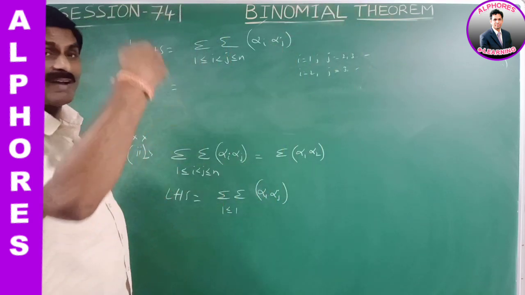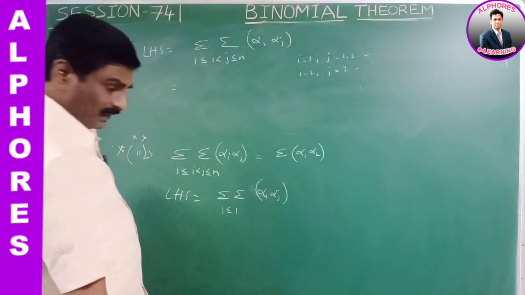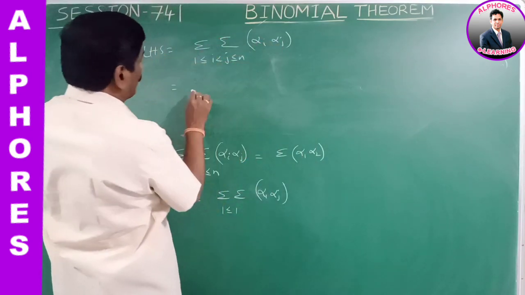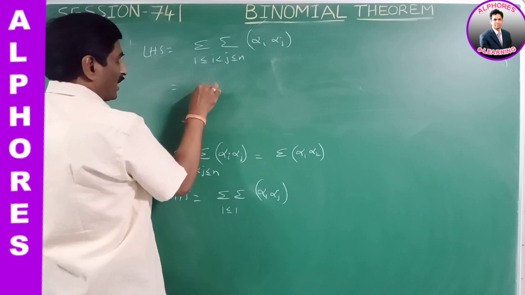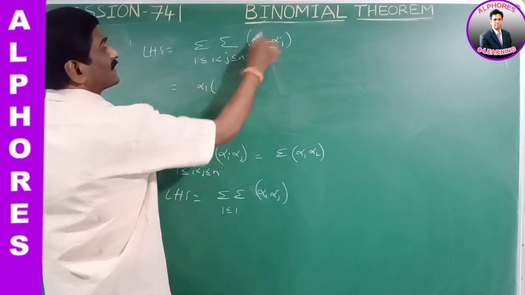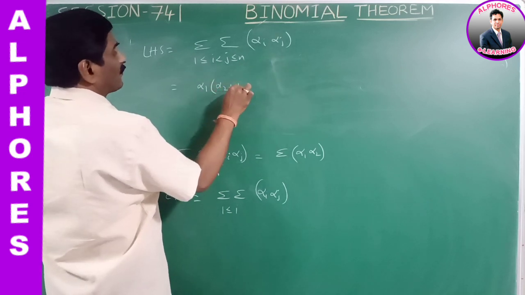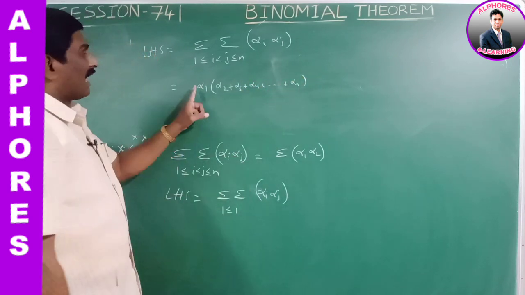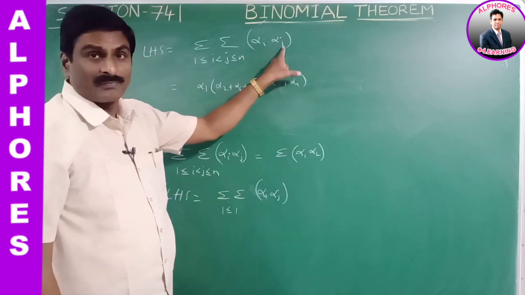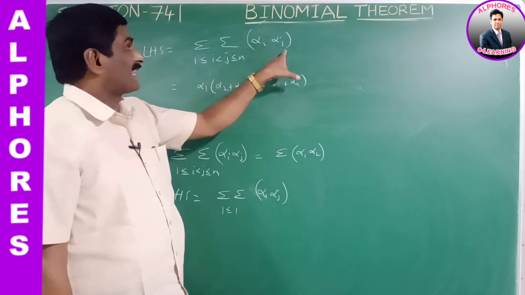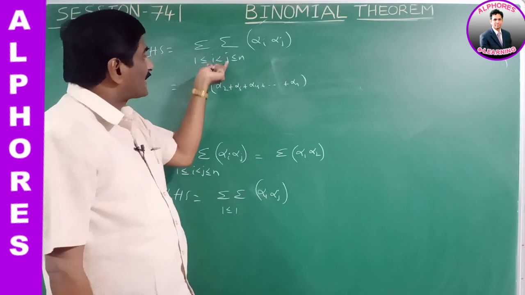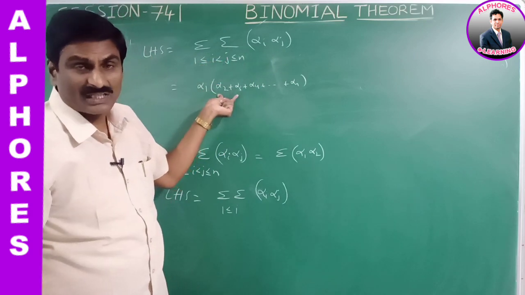I is 3, j value starting from 4, so on. After expansion it can be reduced into, please observe this value. Suppose I value is 1, what is that value? Alpha 1 into, what is next value? Alpha 2 plus alpha 3 plus alpha 4 plus so on alpha n. Please observe this value. Alpha 1 alpha 2, I less than j. Alpha 1 alpha 3, I less than j. Alpha 1 alpha 4, alpha 1 alpha n. In all of these cases I less than j. Any doubt in this value?